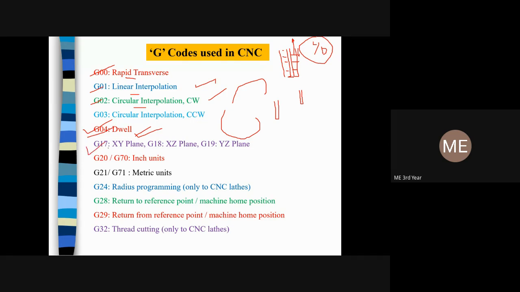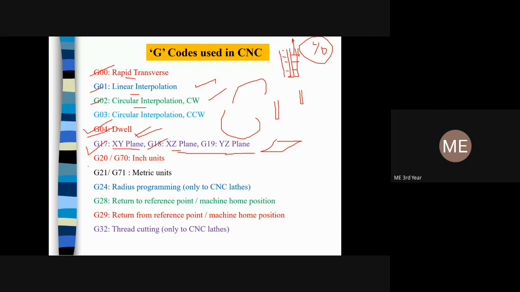Now G17 is for the XY plane. Before actually programming, you can specify the plane if you have different plane operations. If you are working in only one plane, or making a program for simple geometric components, then this is not important. But it is important when you are simultaneously cutting in two or three planes. So for that reason we have to specify G17 for the XY plane, G18 for the XZ plane, and G19 for the YZ plane.